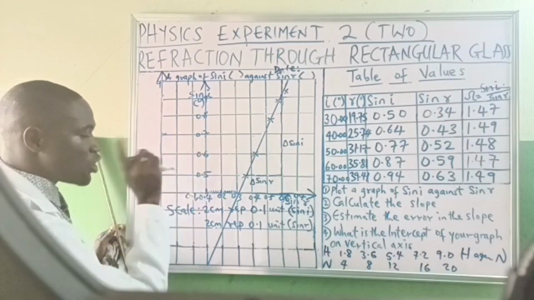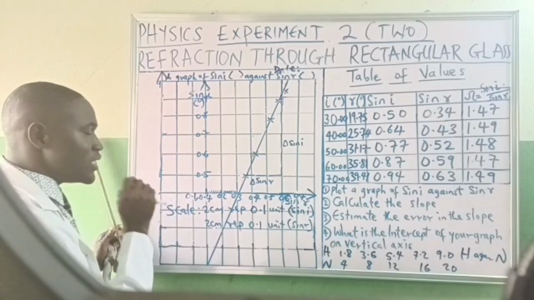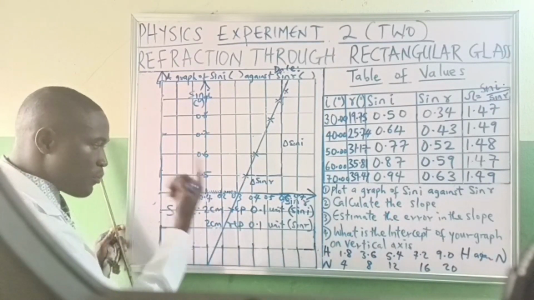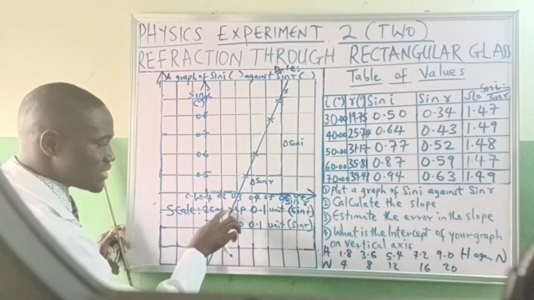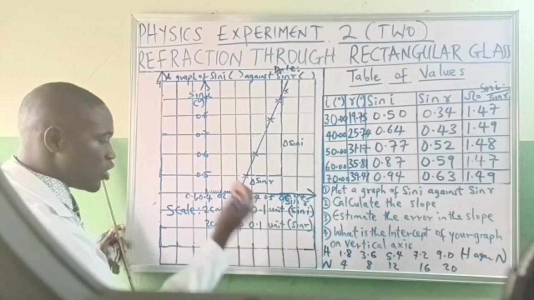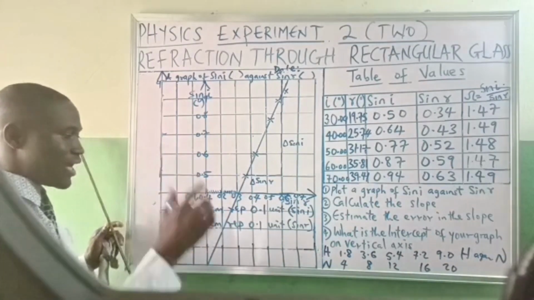0.7 minus 0.6 is 0.1, right? Then it means that it is 0.1. 0.5 minus 0.4 is 0.1. That is the difference, the interval. That is what the 2 cm is representing. 2 cm represents 0.1 unit. That is also the interval for the horizontal axis.